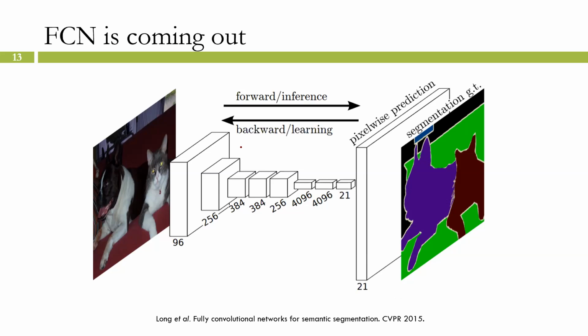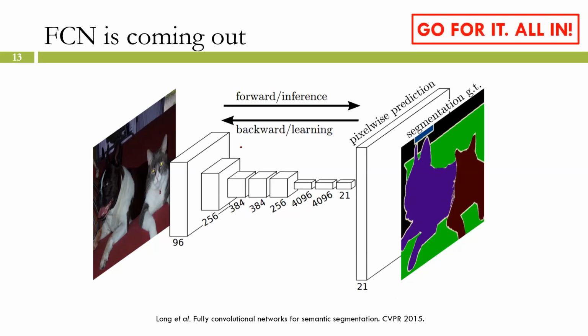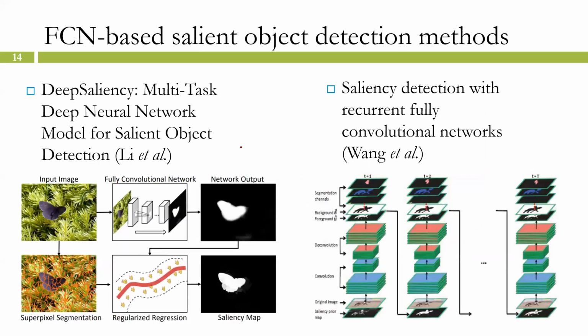And we're not the only ones. Many people go for it and go all in. There are so many works using FCN to predict the salient object.